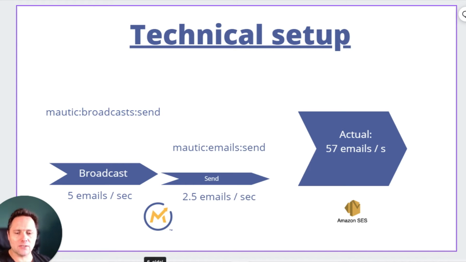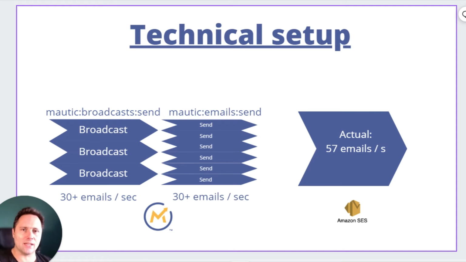So the solution is to scale in a way that the broadcast is done, let's say, with 3 threads, and the email sending with more. I put 5 here, but it really depends on your system. Maybe 3 or 4 threads are also enough. And this is the way you can maximize your email sending.